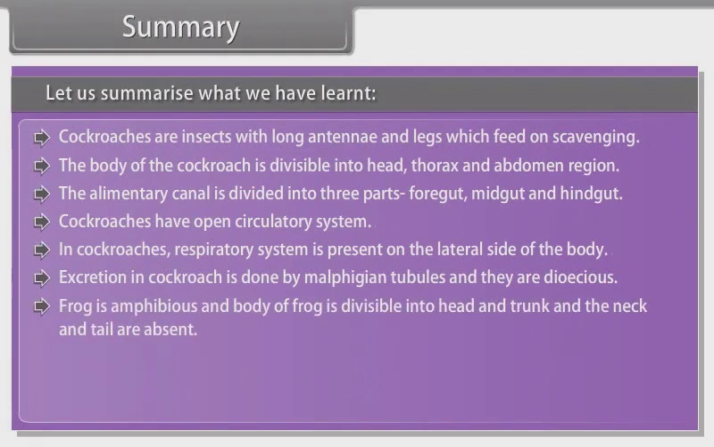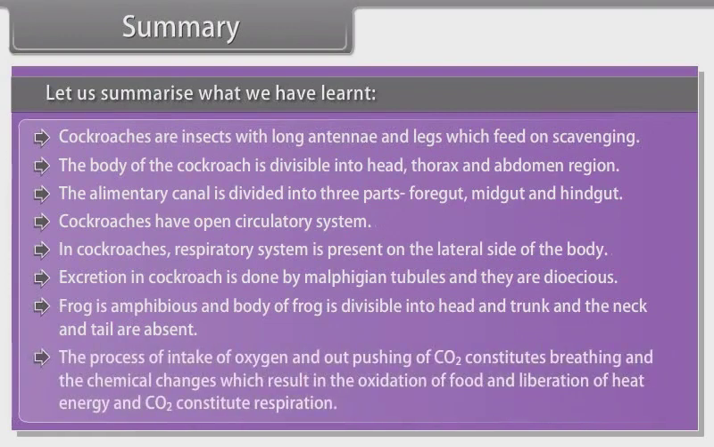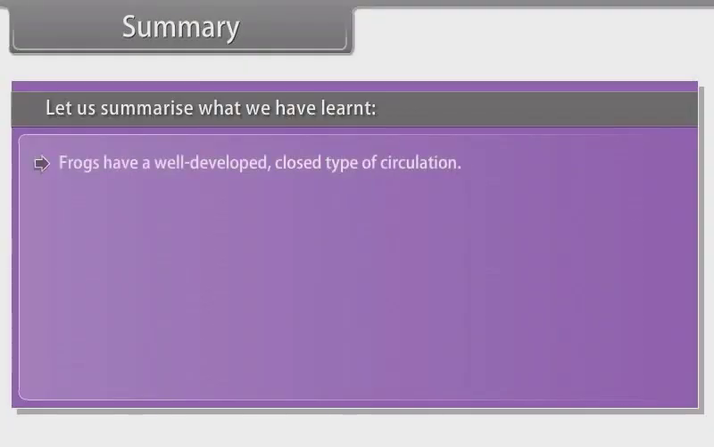Frog is amphibious and the body of frog is divisible into head and trunk, and the neck and tail are absent. The process of intake of oxygen and outpushing of CO2 constitutes breathing, and the chemical changes which result in the oxidation of food and liberation of heat energy and CO2 constitute respiration. Frogs have a well-developed closed type of circulation. The main excretory organ in frogs is a pair of kidneys.